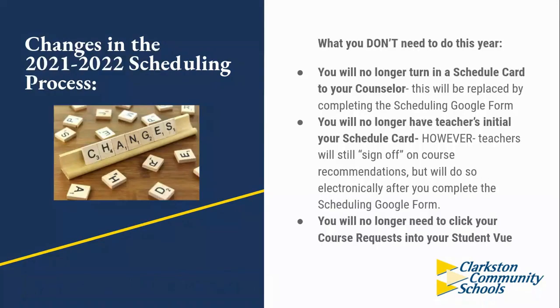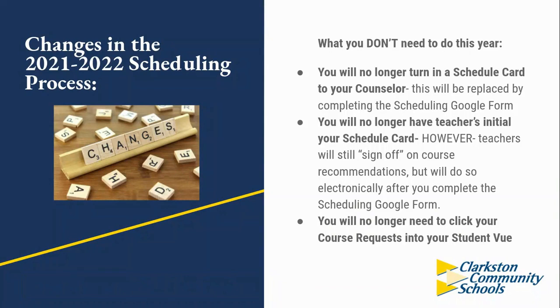As you can see, there are a lot of changes happening this year to the scheduling process compared to what you or an older sibling may have experienced in years prior. You may even think you missed a step. So if you've been used to the old process, here are some steps that you don't need to take this year.